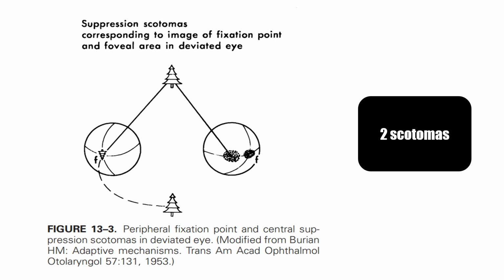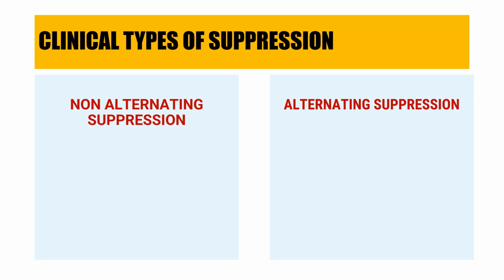Similarly, confusion and diplopia can also be present together, and therefore, usually as an adaptation in a visually immature system, you will find two scotomas. One scotoma will be present in the foveal region, which deals with the confusing images, whereas the other scotoma, which is in the periphery, deals with the double image. And this is how you see two scotomas. However, if the angle of deviation is too large, then these two scotomas will coalesce together. Apart from that, clinically, suppression can be divided into non-alternating suppression or alternating suppression.